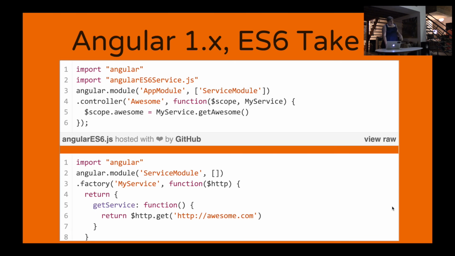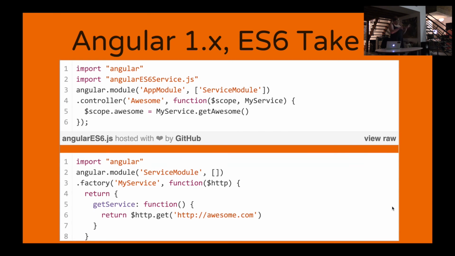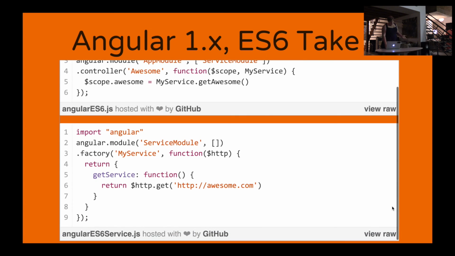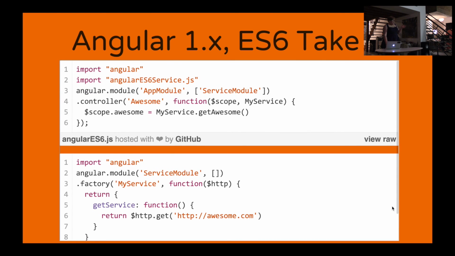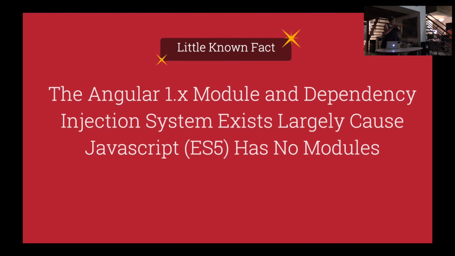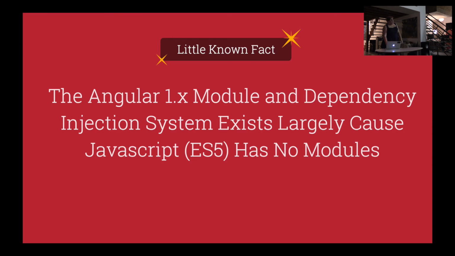So anyway, the reason this is all funky, and this is a little known fact, is that in Angular 1, the whole module system and dependency injection is essentially a workaround for the fact that there was no JavaScript module system. And so there's a lot of work that's being duplicated when you use Angular 1 and ES6 together. So how do you make that not so bad?